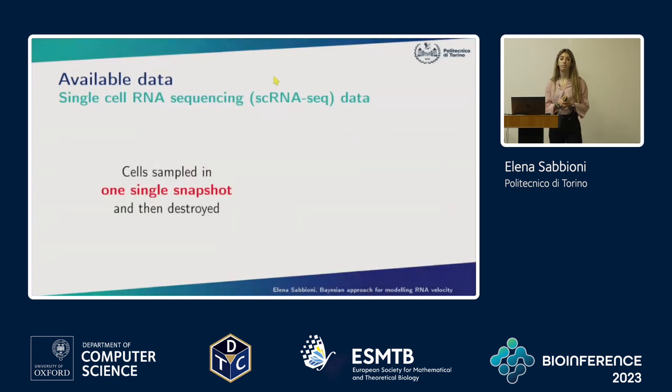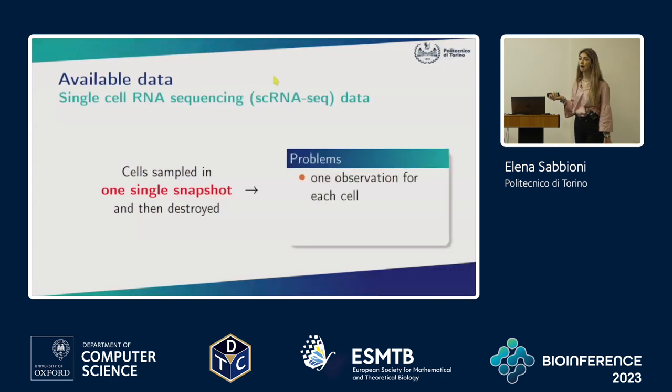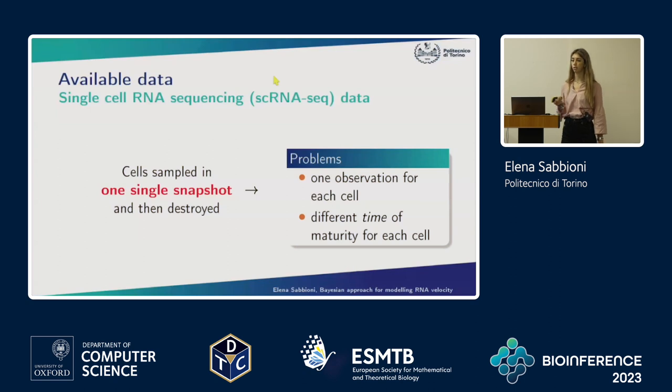Okay, one of the most important problems of this technique is that it gives us only the observation of cells in one single snapshot, and then all the cells are destroyed. So this is a problem from a statistical point of view, because we have only one observation for each cell. Additionally, there is another problem connected to this technique, because we don't know at which time of the evolution all the different cells are. We can have cells that are at different times of maturity.